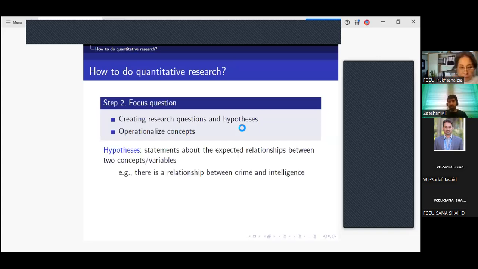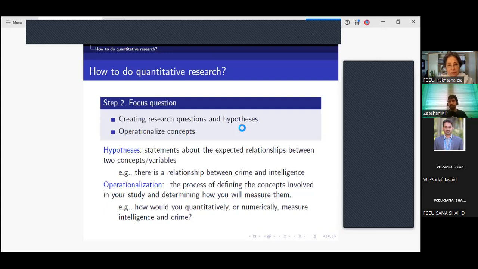So hypothesis basically are the statements which are about the expected relationship between two concepts. So for example, if I'm interested to know what is the relationship between crime and intelligence. So here, this could be my hypothesis, but if I want to operationalize it, it means how would I measure that specific variable crime and intelligence, and what would be the concept, how would I define them? So these two steps come really important when it comes to focusing down the questions.